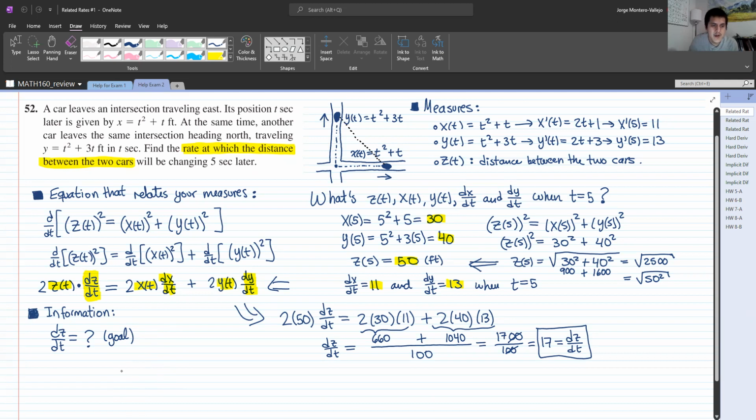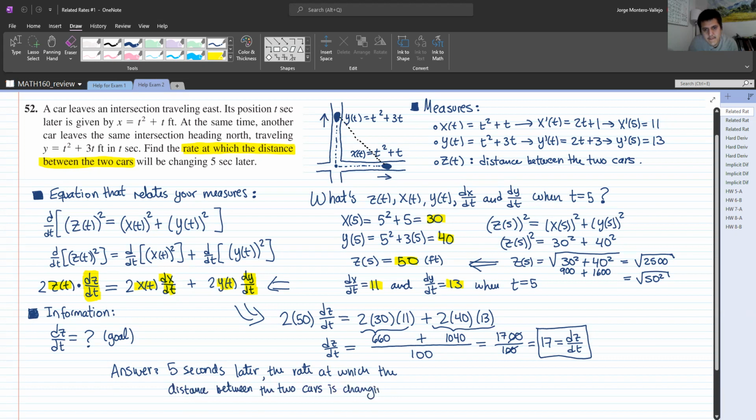Okay. So find the rate at which the distance between the two cars will change 5 seconds later. Okay, so then this is going to be your answer. 5 seconds later, the rate at which the distance between the two cars is changing is 15 feet per second, right?